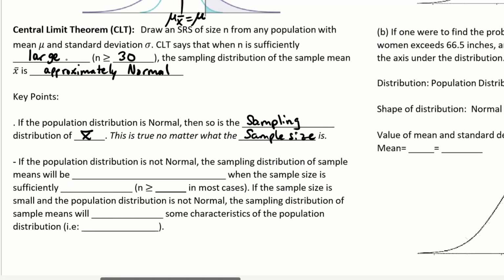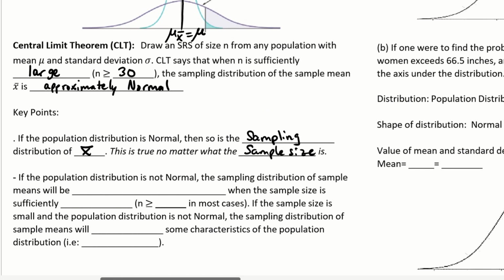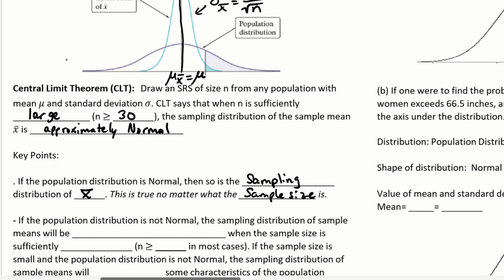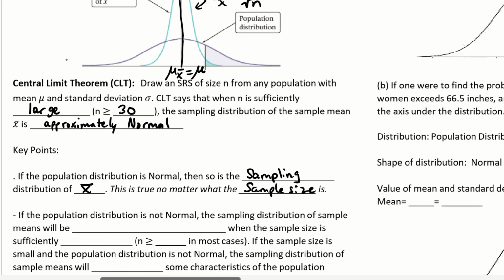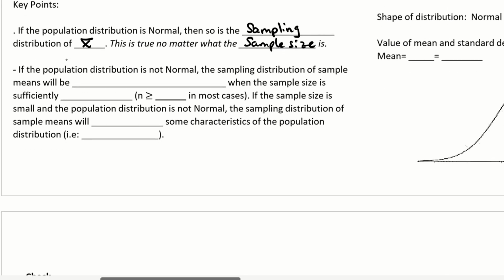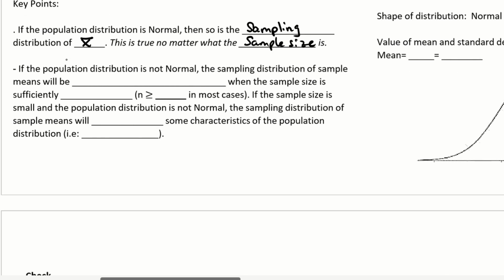That guarantees that no matter what the shape of the population is, the sampling distribution will be approximately normal. Even if the population looked silly, like that, if the sample size is greater than or equal to 30, it's still going to be approximately normal. So if the population is not normal, then the sampling distribution of sample means will be approximately normal as long as the sample size is sufficiently large, which is n greater than or equal to 30 in most cases.